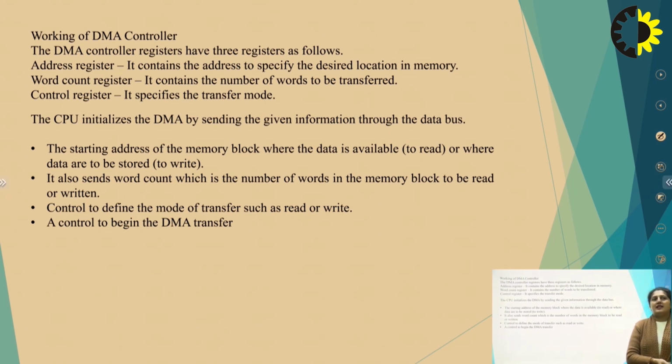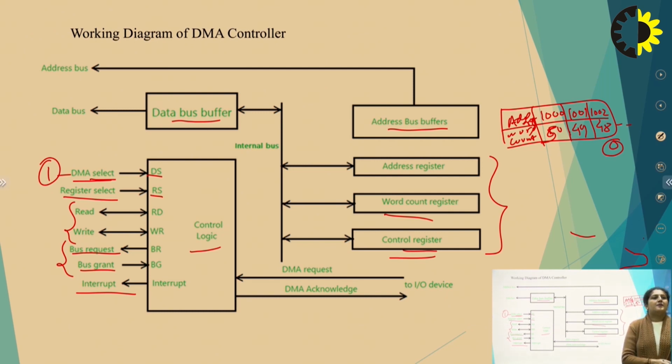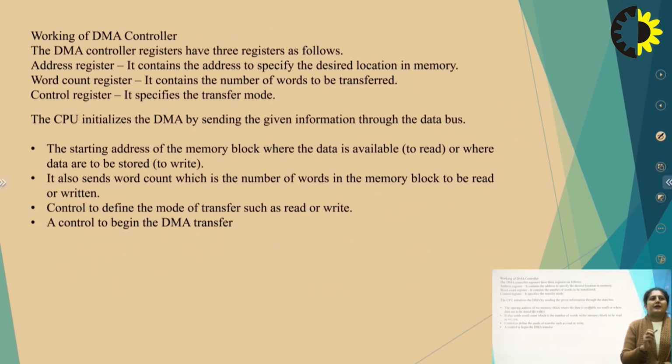So the CPU initializes the DMA by sending the given information through the data bus: the starting address of the memory block where data is available to read or where data is to be stored, meaning to write. It also sends the word count, which is the number of words in the memory block to be read or written. It also sends the control to define the mode of transfer, such as read or write, and the control to begin the DMA transfer.